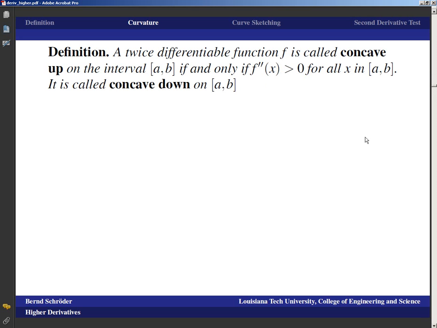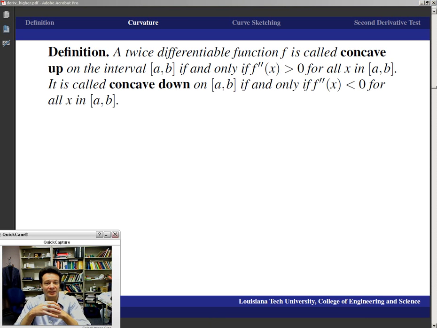And it is called concave down if and only if the second derivative is smaller than 0 for all x in (a, b). And so basically, again, this is another one of those shadow boxing kind of things. If your derivative gives you your slopes and the second derivative is negative, that means that your slopes are declining. So that means your function tilts down like that, and that's a concave down shape.